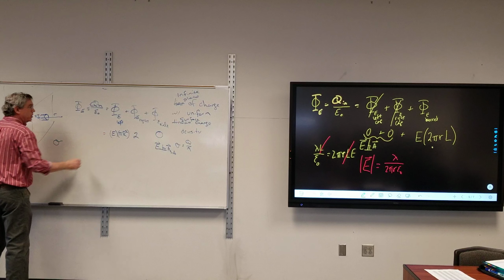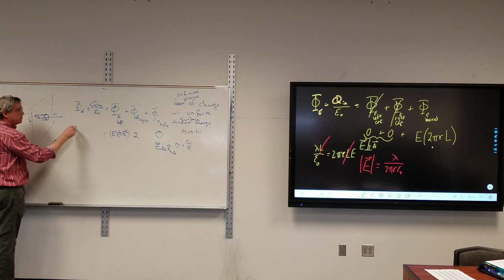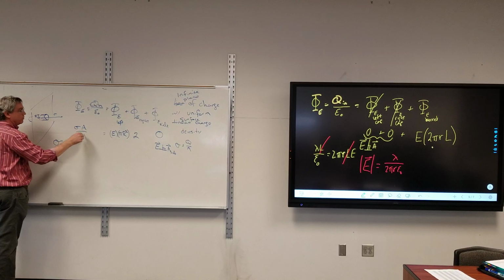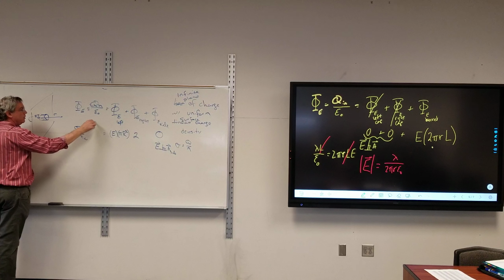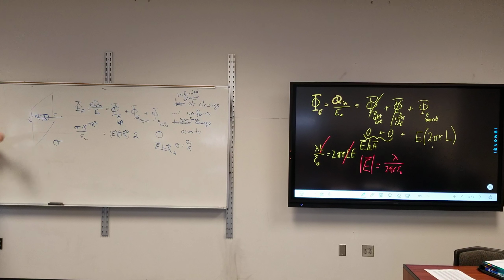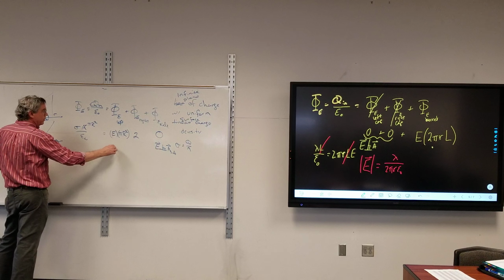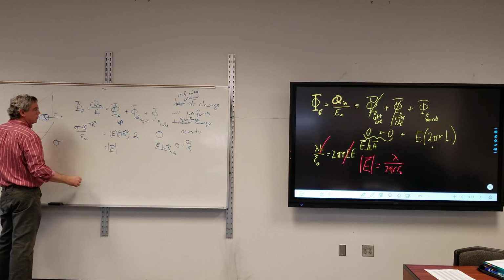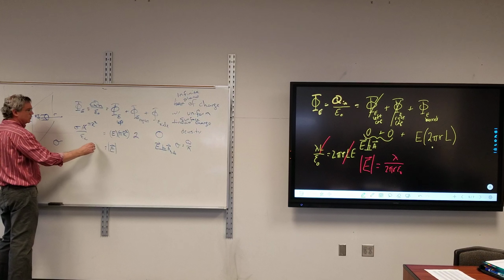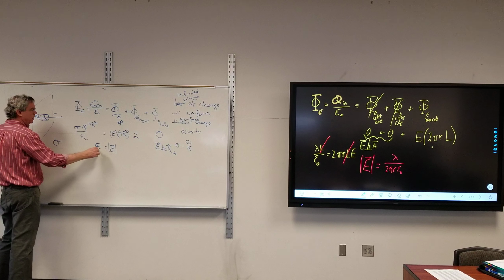My enclosed charge is going to be sigma times A over epsilon sub naught, where A is pi R squared. It's the area of this dotted circle right here. So I'm left with my electric field strength. Well, pi R squared cancels out, so I'm left with just sigma over 2 epsilon sub naught.